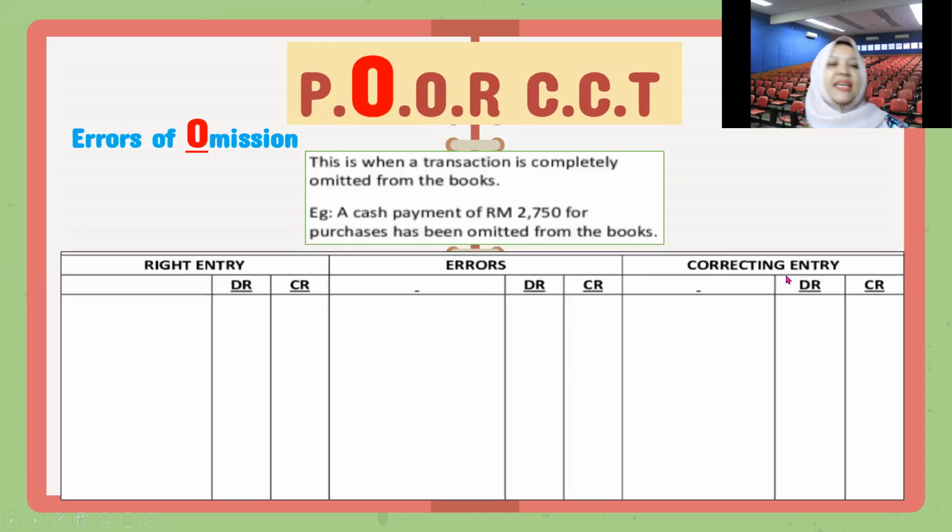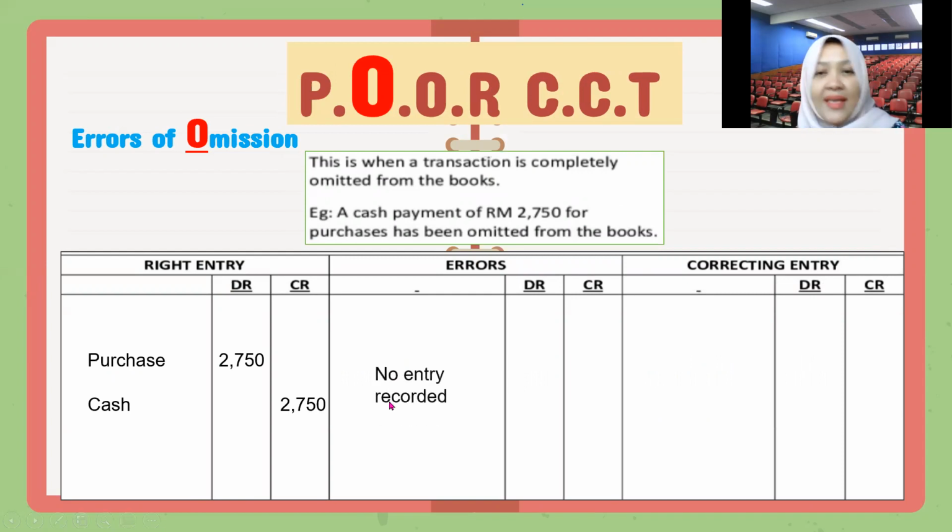Next, the first O is omission, where you have completely omitted this transaction from your books or from your ledger. So, a cash payment of 2,750 for purchases. You should debit your purchase and credit your cash. But you do not record anything into your books or into your ledger. So what you should do is just put it back. Debit your purchase, credit your cash. Just make that correction. You just put it back.